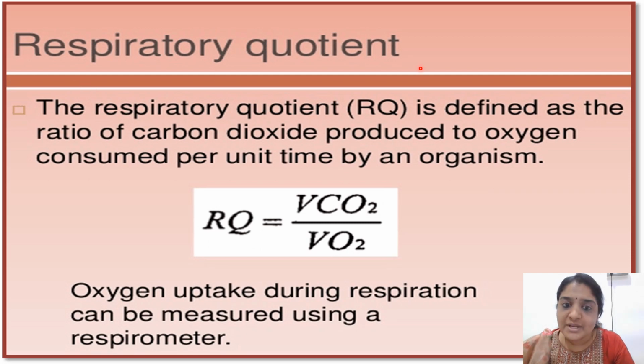Now we will see the respiratory quotient. The respiratory quotient is defined as the ratio of carbon dioxide produced to the oxygen consumed per unit time by an organism. That is, respiratory quotient is carbon dioxide produced divided by oxygen consumed. The oxygen uptake during respiration can be measured using a respirometer.